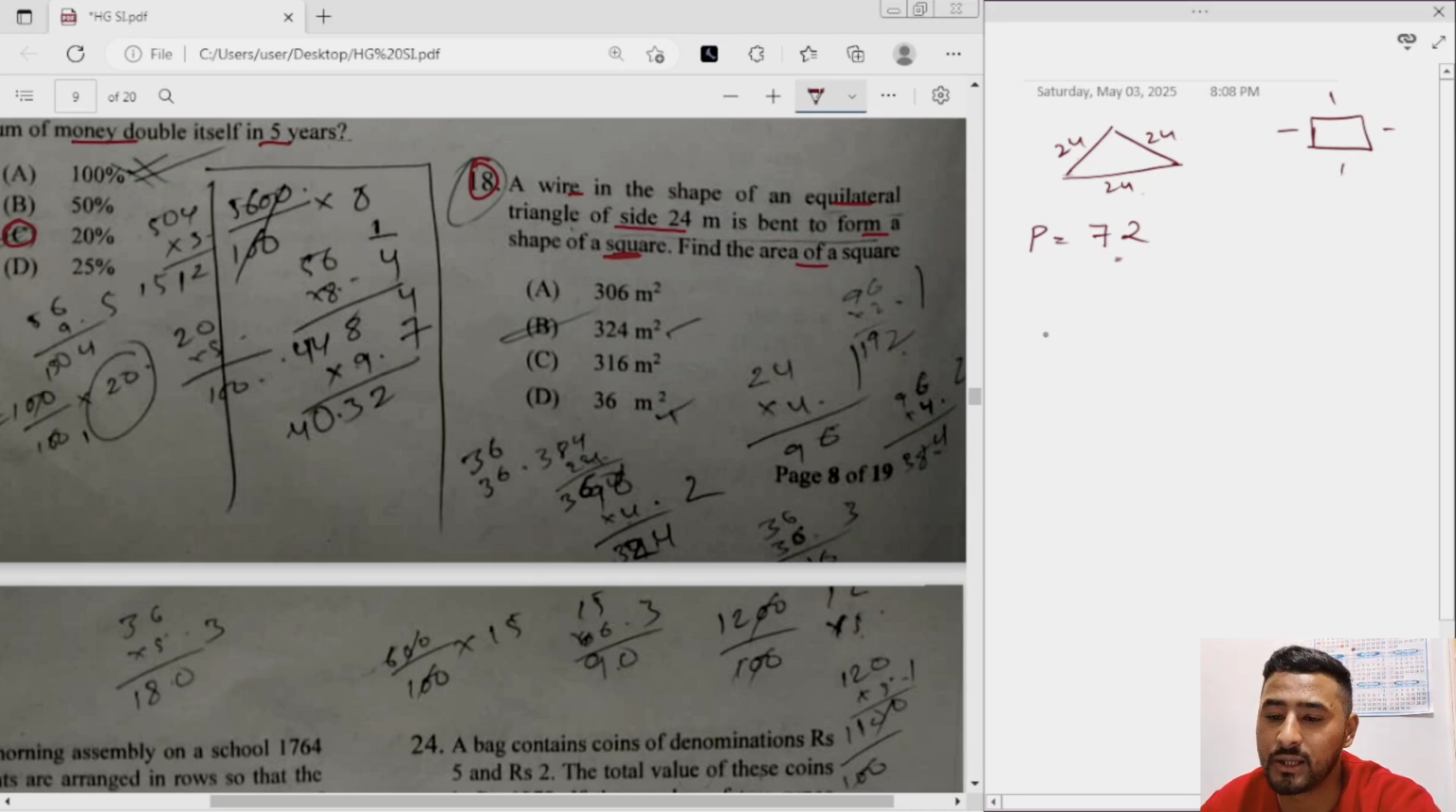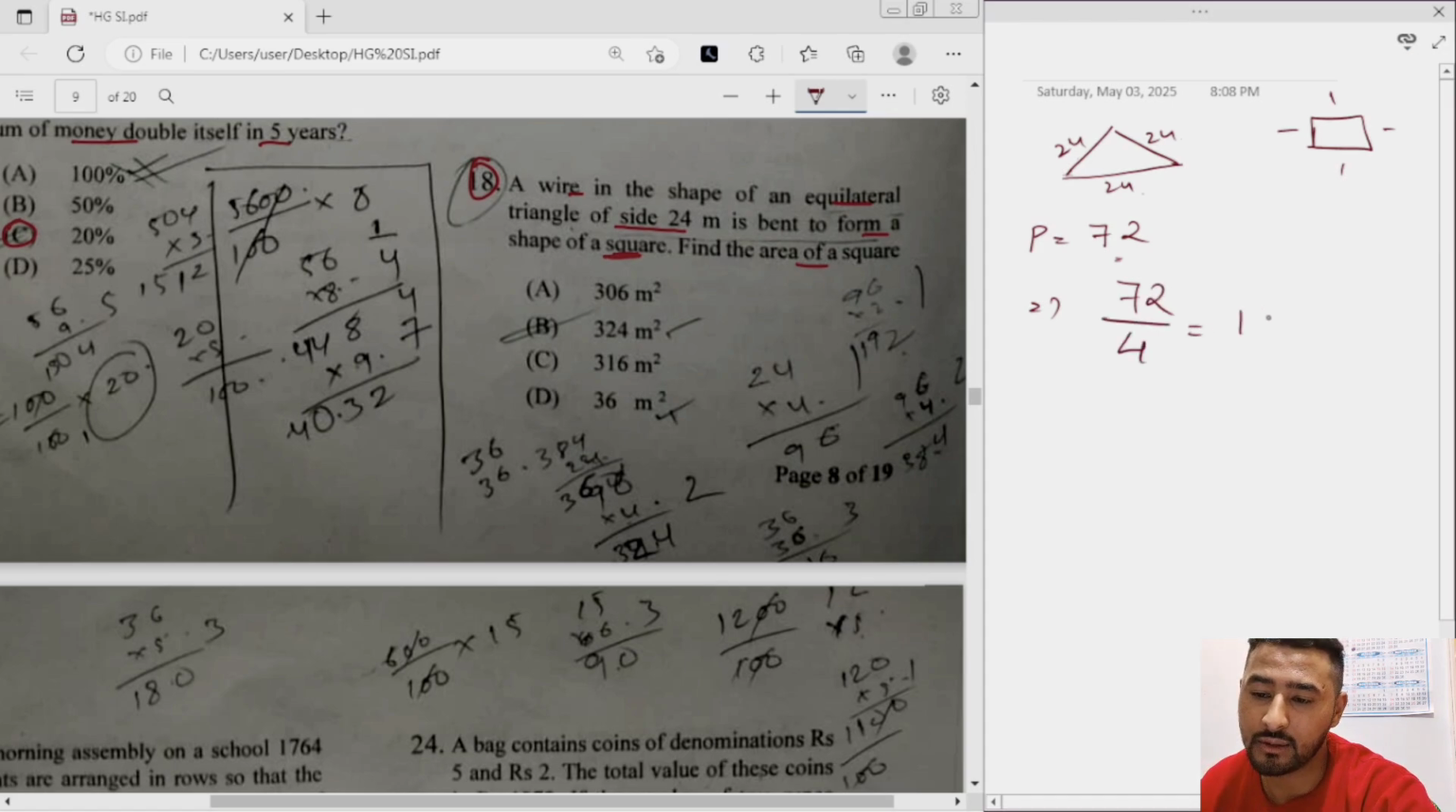So you divide this 72. This will also be the perimeter of the square, right? Since this is the perimeter of the triangle, it will also be the perimeter of the square. So you divide 72 by 4. You get 18. Once you divide the perimeter, you get one side. This will be 18, 18, 18, and 18.